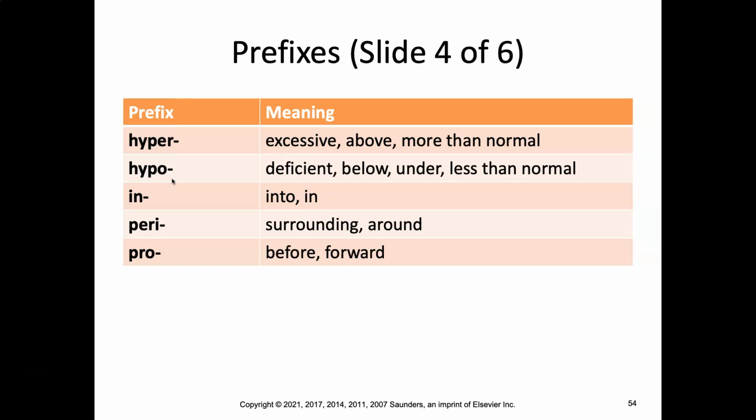Hyper and hypo, I mentioned these before. They sometimes get mixed up, and that's a very bad thing when it comes to medicine. Hyper is always above, excessive, more than normal. Hypo is always deficient, below, under, less than normal. So make sure when you're speaking those two or you're writing those two that you're very, very clear.